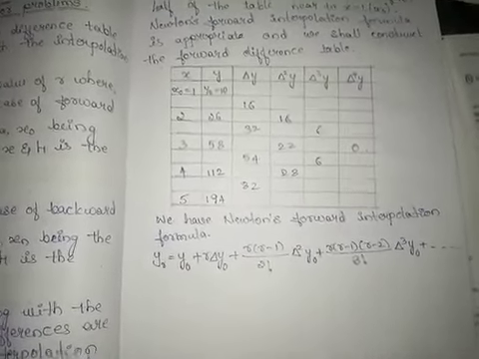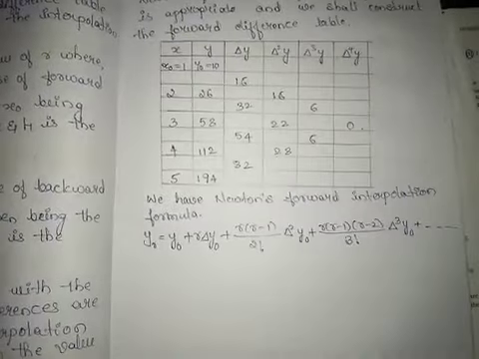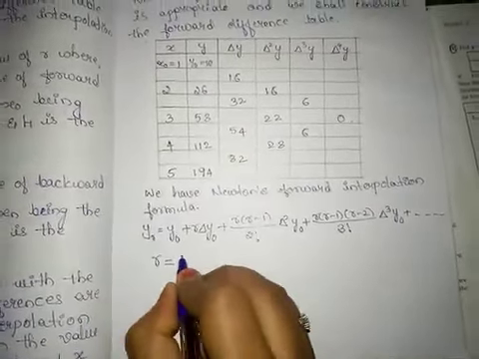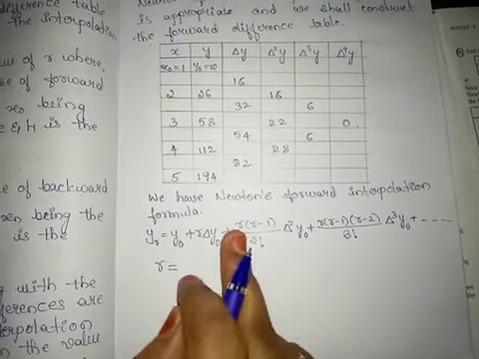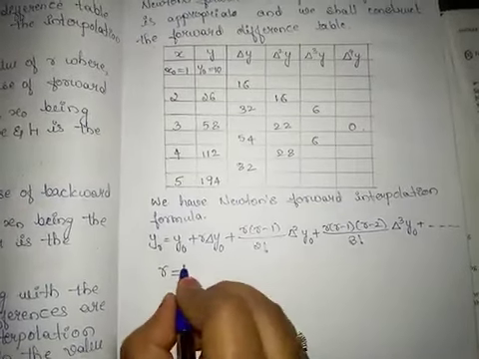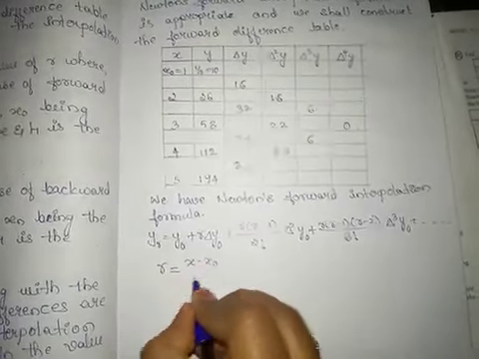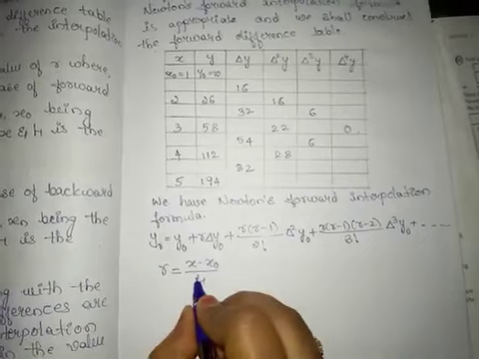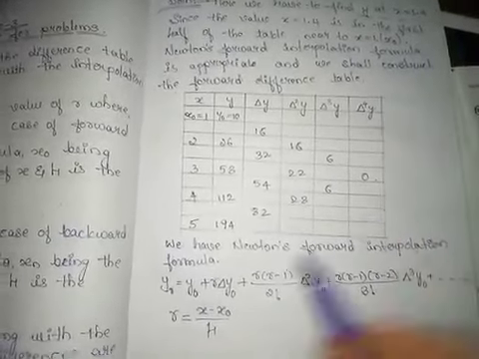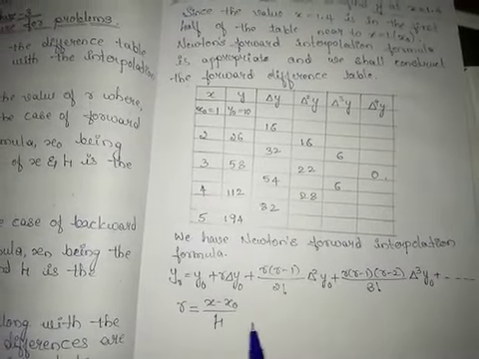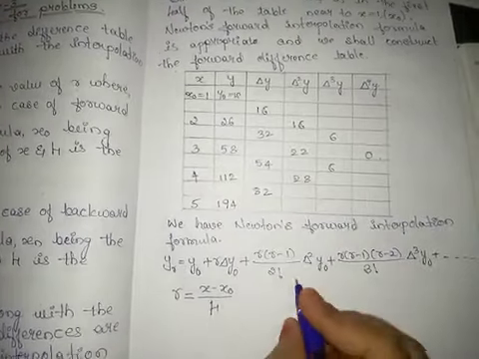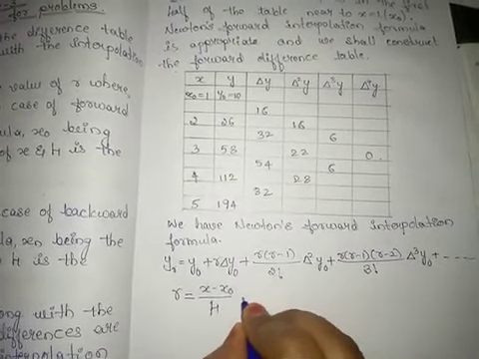Before going to the calculation, first we have to find the value of r. R is equal to what? Here we are using the forward interpolation formula, so the formula for finding r is (x minus x0) divided by h. We know that x is given, that is 1.4, and x0 indicates the first value of the table, and h is a fixed difference here.